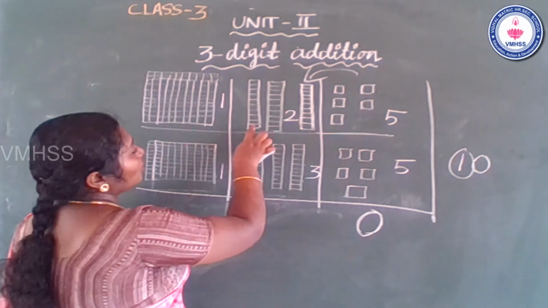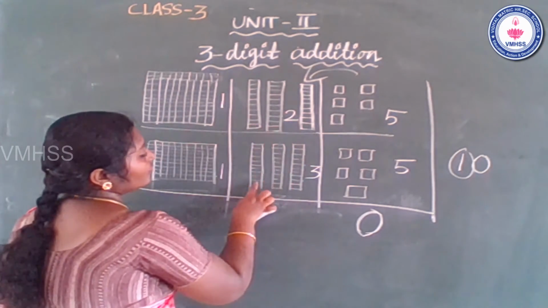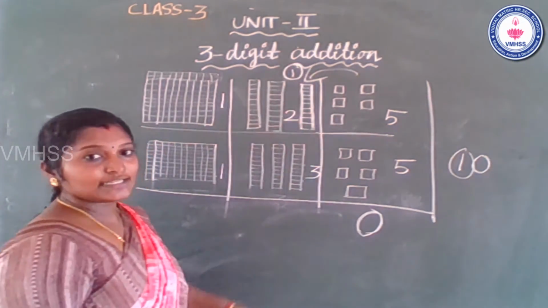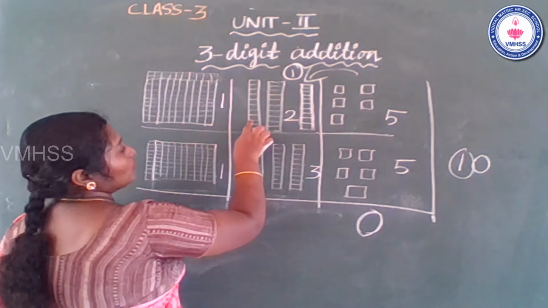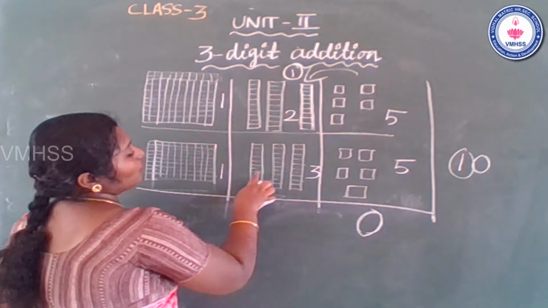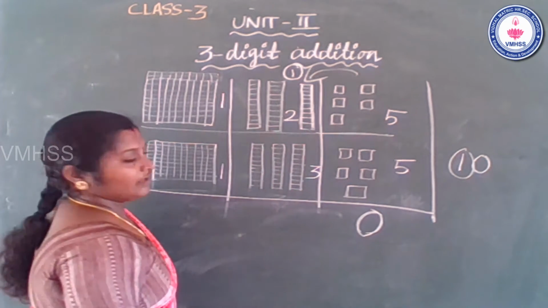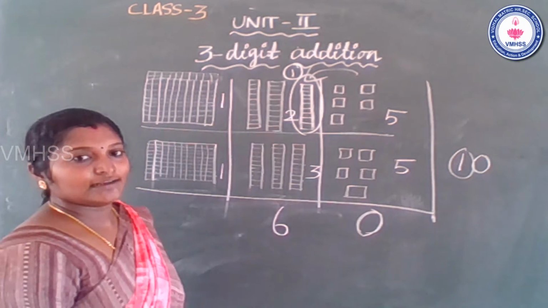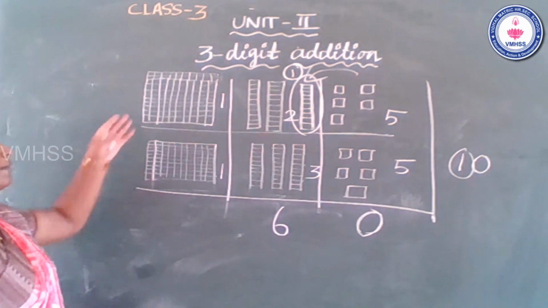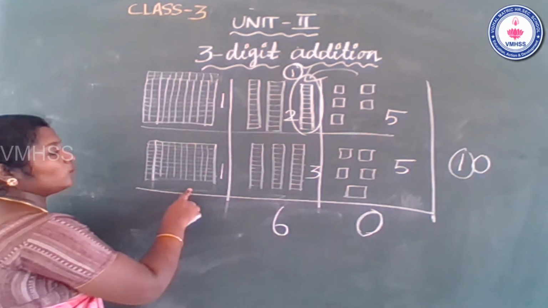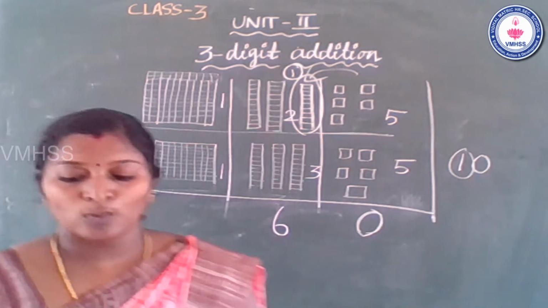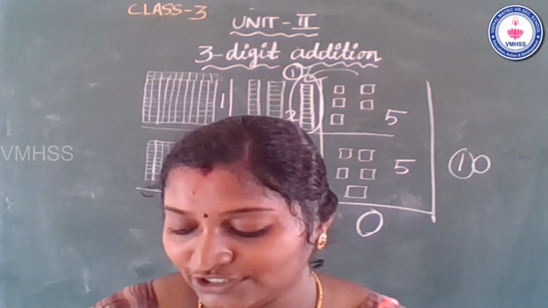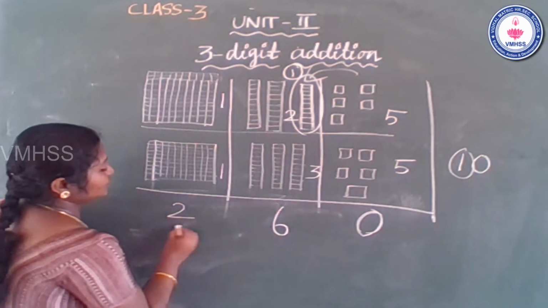Okay, students. So 1, 2, 3, 4, 5, and 6. So adding 1. Okay, students. Please listen carefully. 1, 2, 3, 4, 5, 6. So we get the answer 6. This one is the take over value. Okay, students. So next step, how many hundreds? So 1 and 1. 1 plus 1. Students, 1 plus 1. 2. Very good. So we get the answer 2.